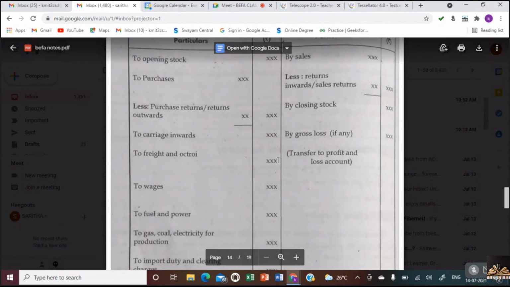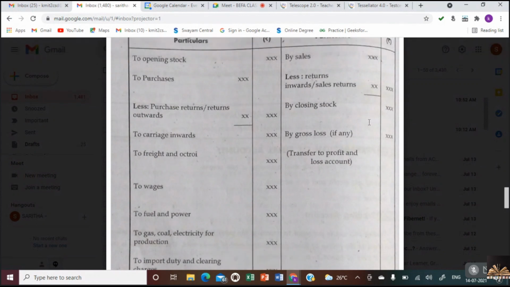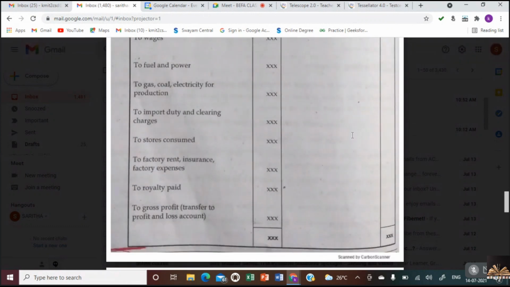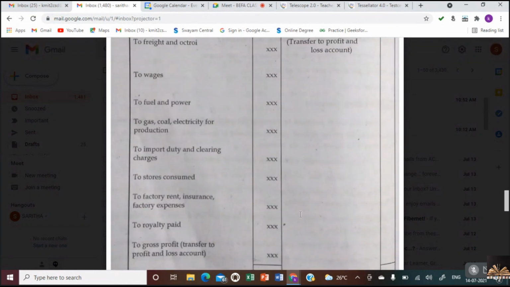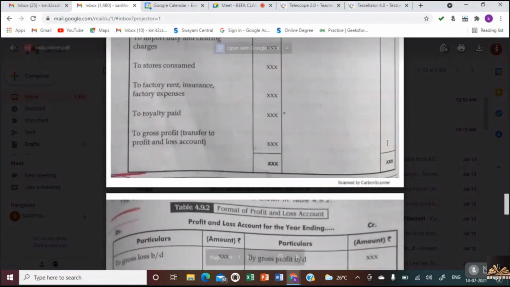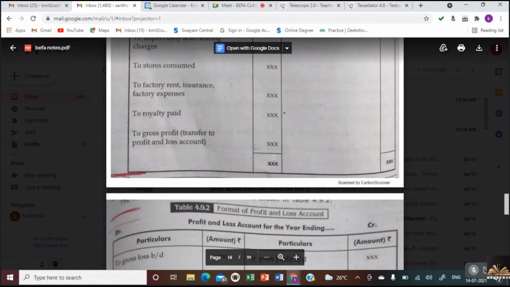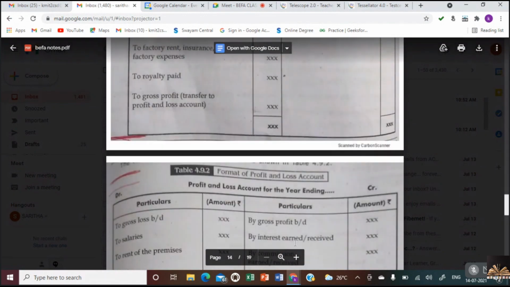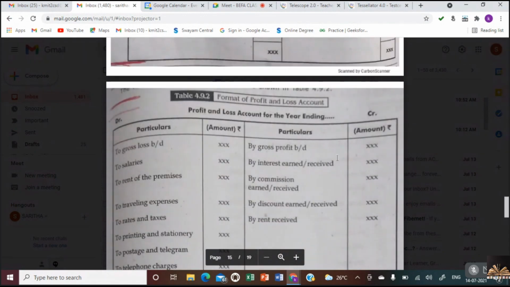Is that clear? And when do you get the loss? When debit items total is more than credit items. But always credit items will be more than debit items. We mostly get profit only. And how do you get the gross profit as a balancing figure? Take the total column of credit, deduct debit from the credit, and you will get the balancing figure as the gross profit. This gross profit will be brought into the profit and loss account by gross profit brought down.